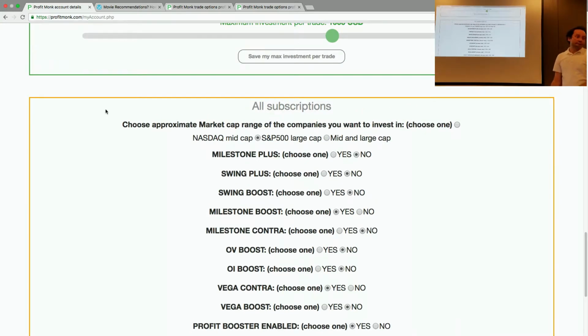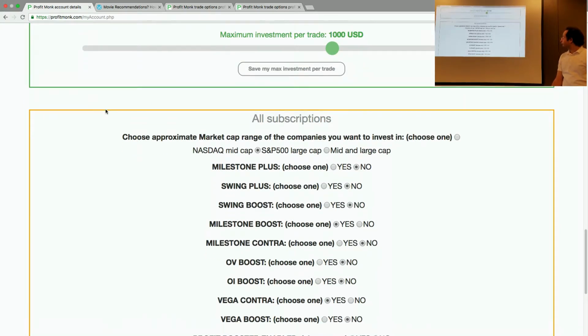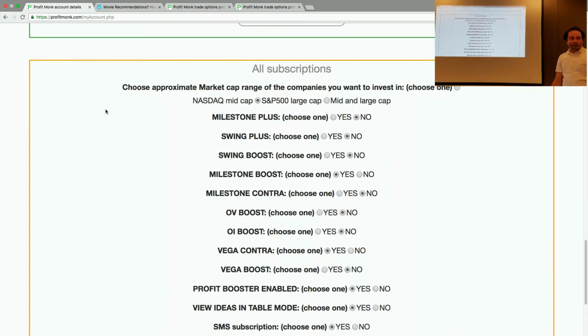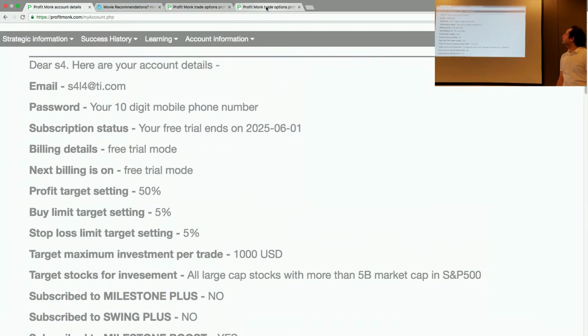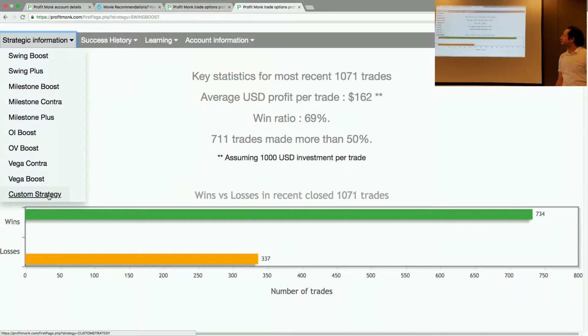So for us to use OV boost, we as a user should select yes or no, or we can't use it. Yes. You select yes or no, and then there is this last page that we have not talked about yet. It's called custom strategy. Right now we're at the custom. And whatever your selection is, it creates a page which is customized to your selection of multiple strategies. So it gives you one page.